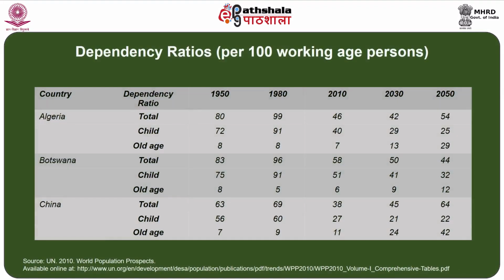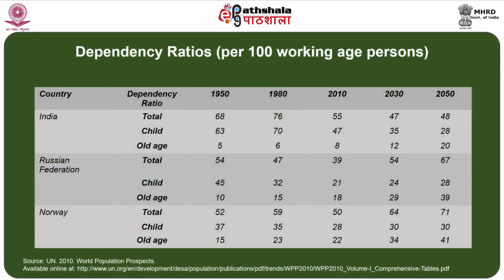For Botswana, we see that in 1950 the total dependence ratio, expressed per 100 working age persons, was as high as 83. The child dependence ratio was 75 and the old age dependence ratio was only 8 per 100 working age persons. In 2010 it decreased to 58 for the total dependence ratio, 51 for the child dependence ratio and 6 for the old age dependence ratio. The projections for Botswana in 2030 are that it will further decline to 51 for the total dependence ratio, 41 for the child dependence ratio and 9 for the old age dependence ratio.